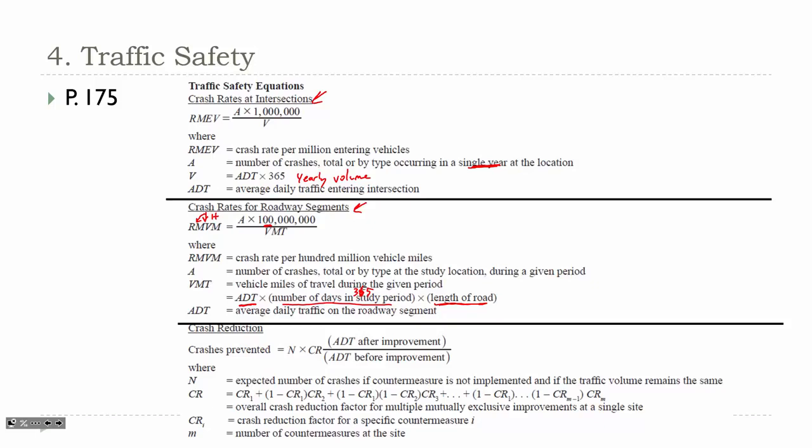Then down here we have the number of crashes prevented. So this is the expected, and then we have a crash reduction factor, and then you have the ADT after the improvement divided by the ADT before the improvement. So if they're going to go out and install a traffic signal or extra guardrail or something like that, that will have a crash reduction factor corresponding to it.